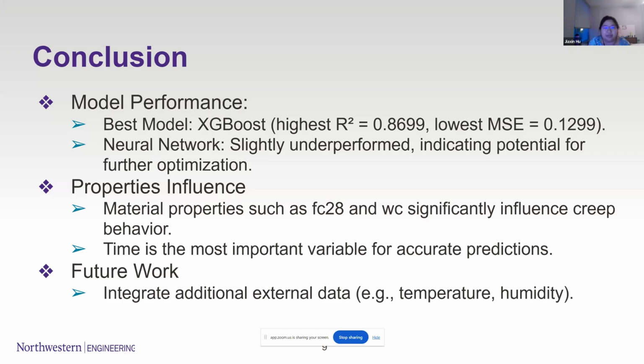On property influence, we see that material properties such as FC28 and water cement ratio significantly influence the creep behavior. Also, time is the most important variable to the creep behavior since it is a time-dependent behavior. And for future work, we are trying to get more creep data, for example, adding more temperature and humidity.